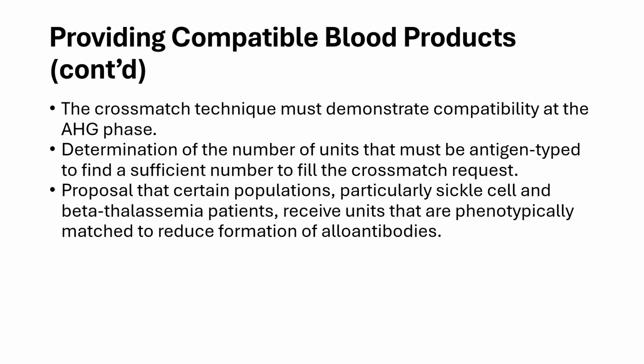For cross-match compatibility, the cross-match must show compatibility at the anti-human globulin phase, ensuring no antibodies will react with the donor red blood cells. For unit antigen typing, we can determine how many donor units need to be phenotyped to find enough compatible blood for the patient's transfusion requirements. Patients with conditions like sickle cell disease and beta thalassemia can benefit from receiving red blood cell units that are phenotypically matched. This approach reduces the risk of forming alloantibodies, which can improve transfusion safety and efficacy.